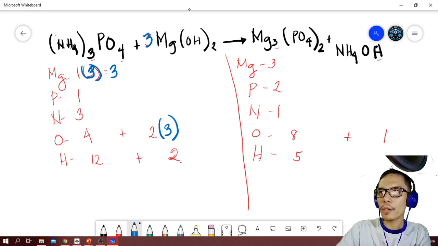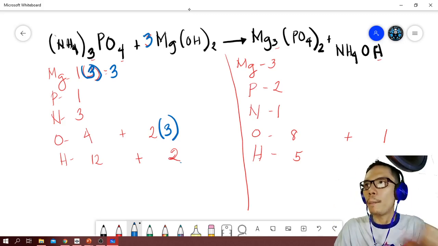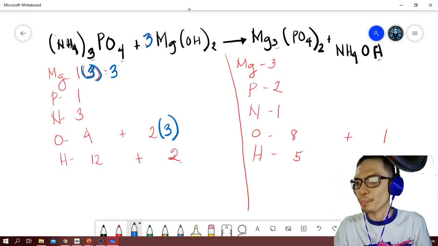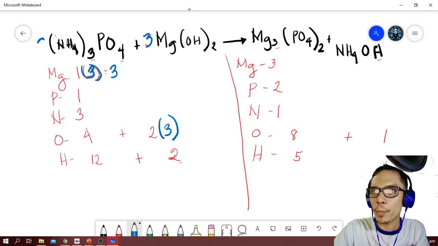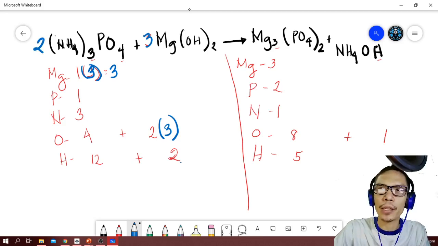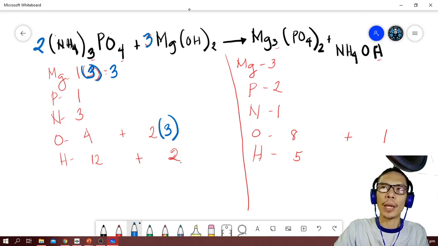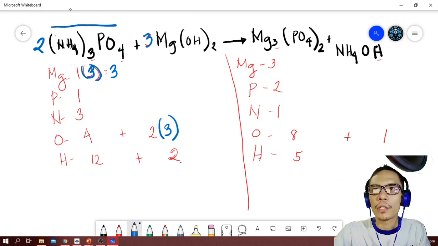Next one. We have 10 over here, so nothing is adjusted on the other side. Next one, let's balance the phosphorus. If you have 2 here, because of 2 times 1, 2, let's put something here that will balance this phosphorus to become 2. Once you put a coefficient here, it will affect everything that you have on this equation.